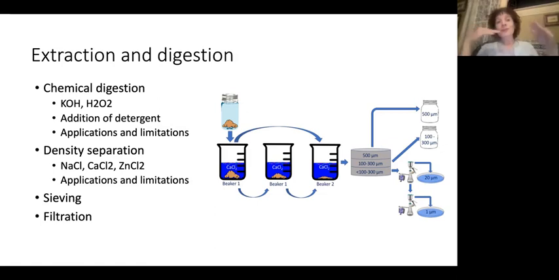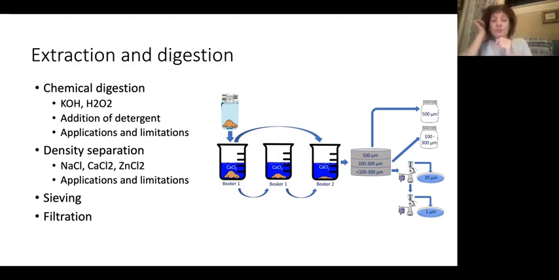So those are the two main first goes at your sample. You want to chemically digest it in some way, and then if necessary, do a density separation so you're able to get at the fraction of the sample that is most likely to contain your polymers, if there are any there. And then after that, sieving is really important, and filtration.